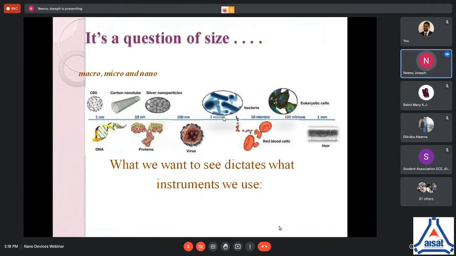Looking at the sizes of materials, here you can see the nanometer scale. Carbon 60 and DNA are around 1 nanometer in size. Coming to carbon nanotubes, proteins are about 10 nanometers, and nanoparticles range between 10 and 100 nanometers. Coming to 1 micron, red blood cells are around microns in size. And the human hair is around 1 millimeter in thickness.